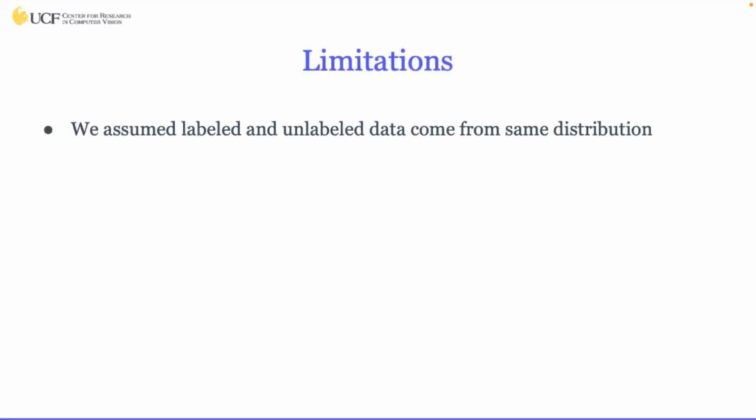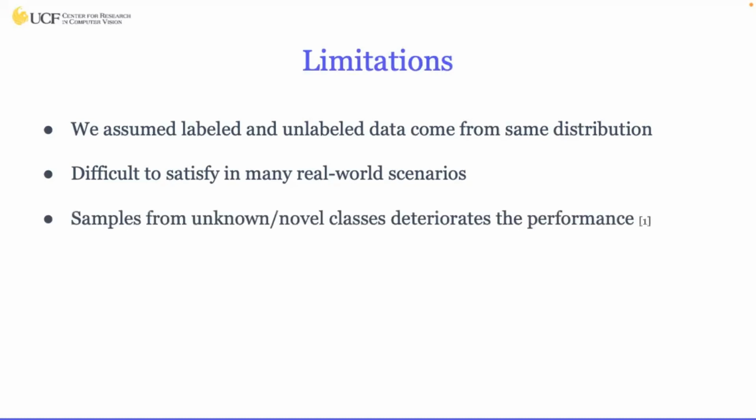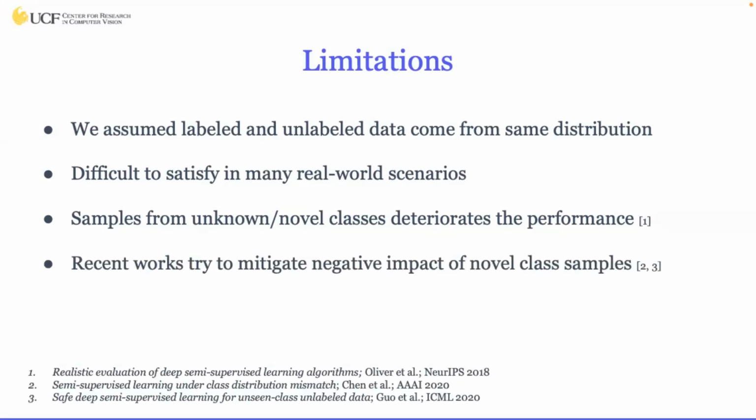But this work has some limitations, like all works. The major limitation, same as most semi-supervised methods, is that it assumes the labeled and unlabeled data come from the same data distribution. However, this constraint is very difficult to satisfy in real-world scenarios because we have little control over the data collection process. And recent works suggest that samples from these unknown or novel classes deteriorate the performance of the semi-supervised method. Therefore, recent works try to mitigate the negative impact of novel class samples.